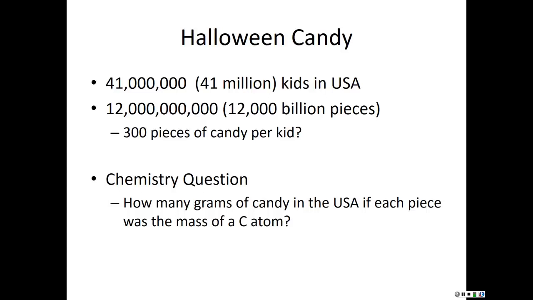So that's how many grams you would have if every piece of Halloween candy handed out last night in the US was converted to an atom of carbon. That's obviously very, very small. That's going to be 0.1, 2, 3, 4, 5, 6, 7, 8, 9, 10, 11, 12, 2, 4. A very, very, very small mass. Questions about that?